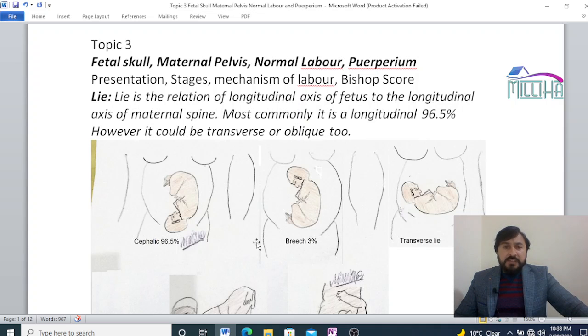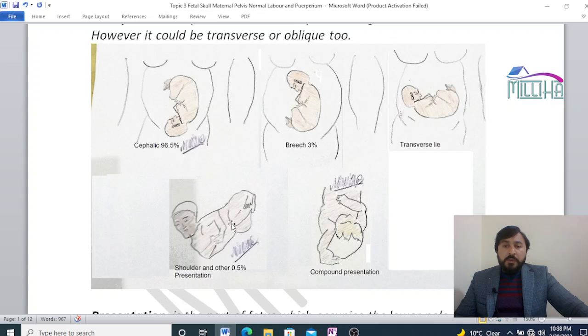Next is presentation. That means which part of the fetus is going to occupy the lower pole of the uterus. For example, whether the head occupies this space, or the buttocks. In case of breech presentation, if the head occupies the lower pole of the uterus, it is called cephalic presentation. So the part of the head is the presentation in this case. And here the buttocks or the sacrum is the presentation.